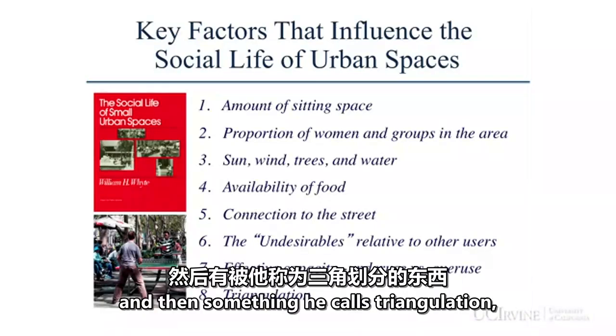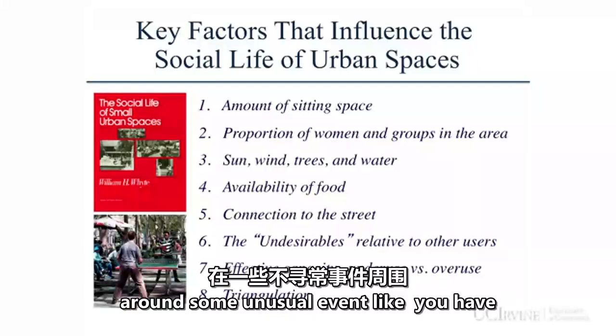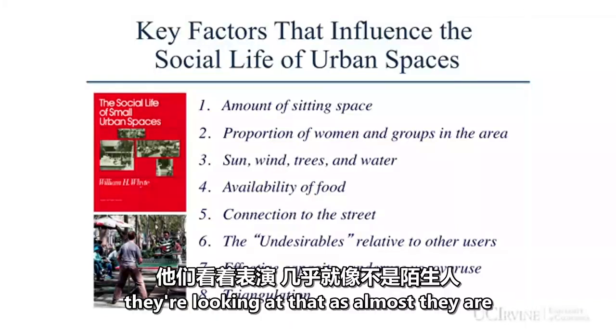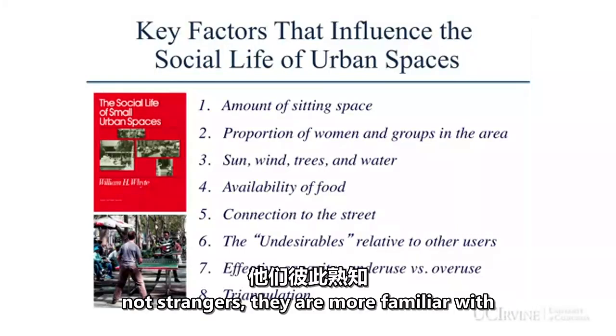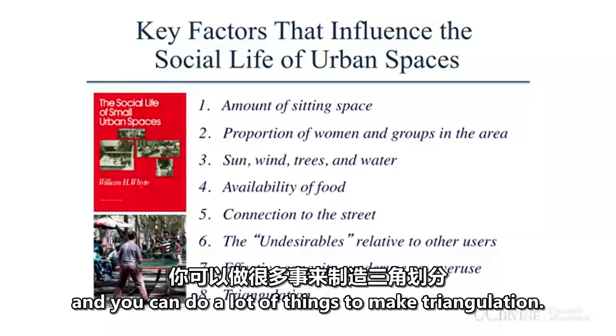And then something he calls triangulation. And triangulation is bringing people together around some unusual event, like you have a juggler or a mime that's doing something, and suddenly people are drawn together and they're looking at that almost as if they're not strangers. They're more familiar with each other. They're laughing. They're taking pictures. And here you've got street ping pong in a city. And you can do a lot of things to make triangulation.